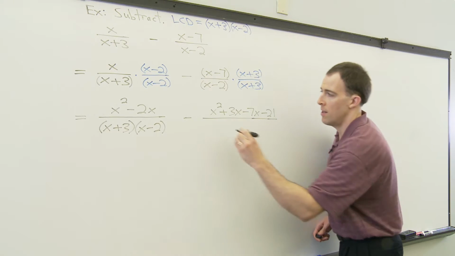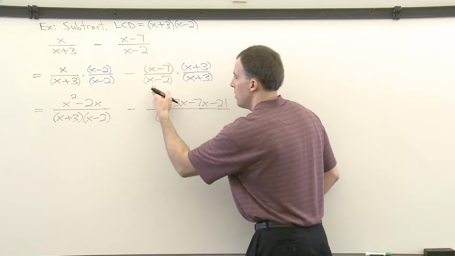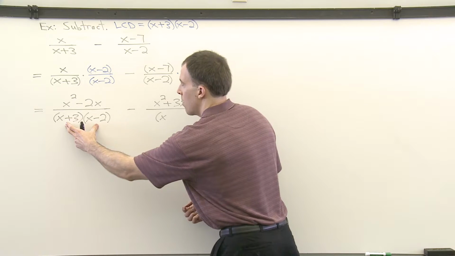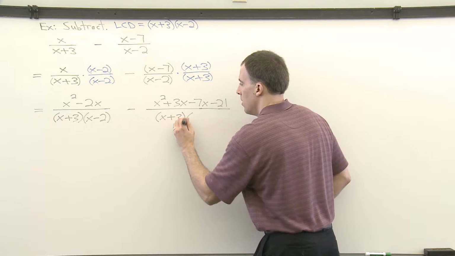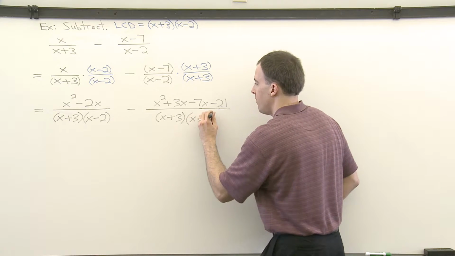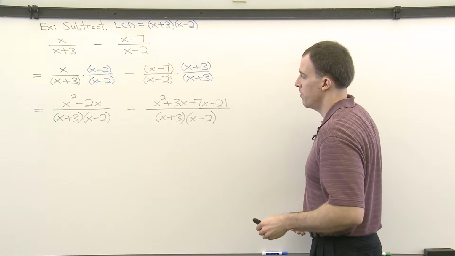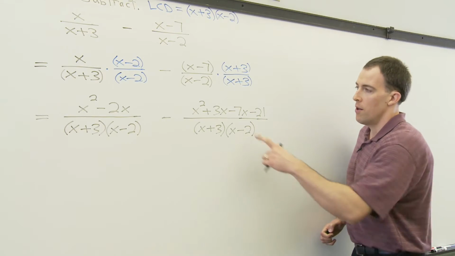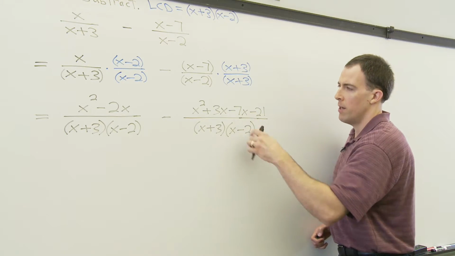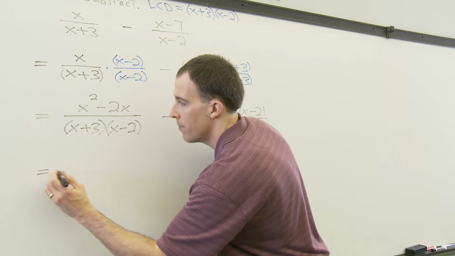Okay. And then in the denominator, I'm going to write the two factors in the same order as the two factors in the first denominator, just to make them look exactly the same. Okay. All over x plus 3 times x minus 2. So we've got a common denominator under both fractions. There are a pair of like terms here that we need to combine prior to doing the subtraction. So I'm going to do that.